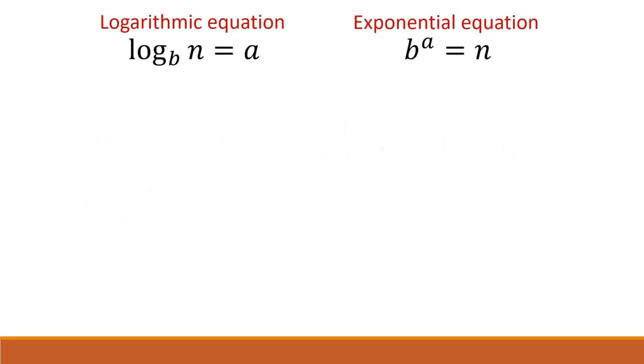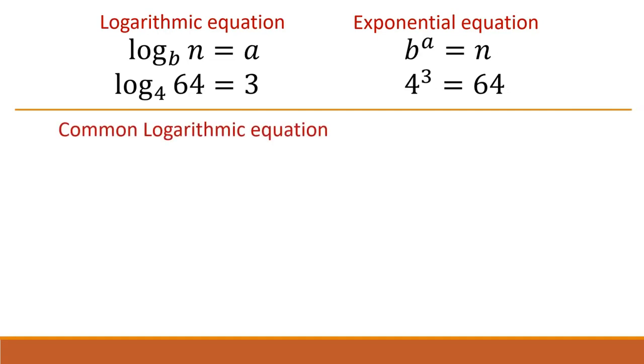Every logarithmic equation is the inverse of an exponential equation. So if the log base b of n equals a, we know that b raised to the a power equals n. For example, if the log base 4 of 64 is 3, we know that 4 to the third power is 64.